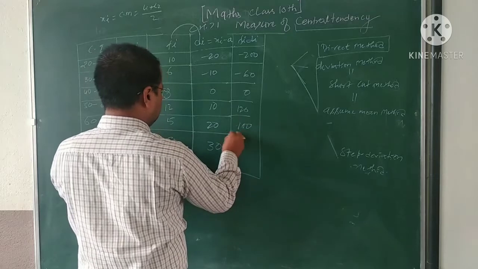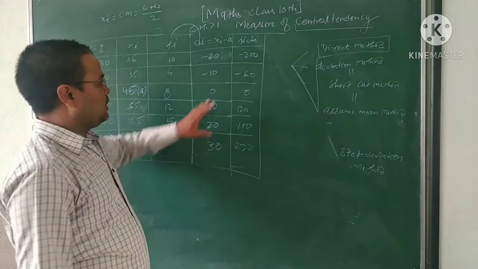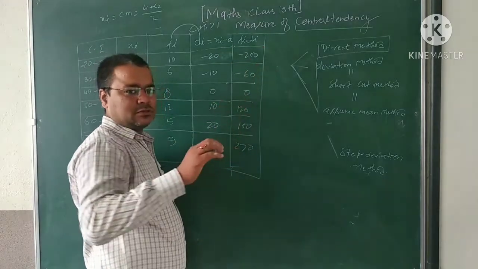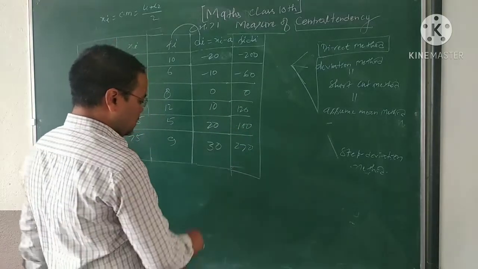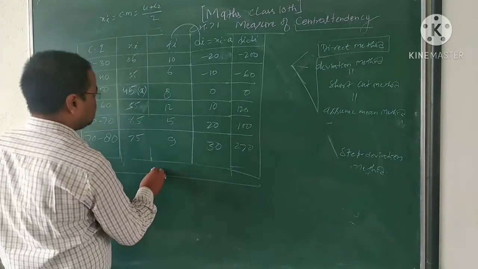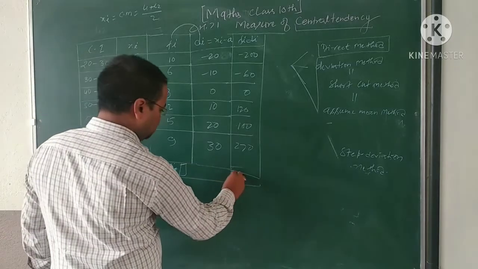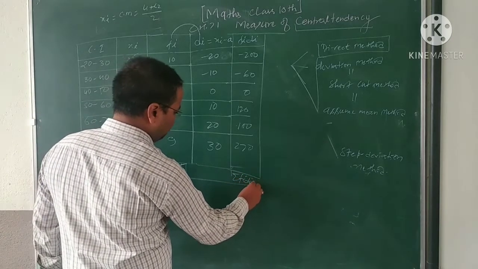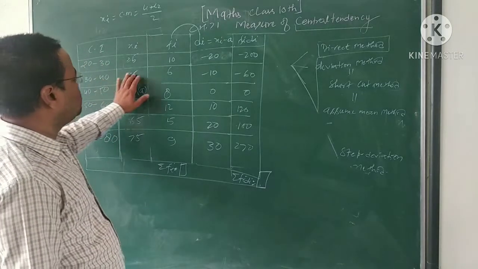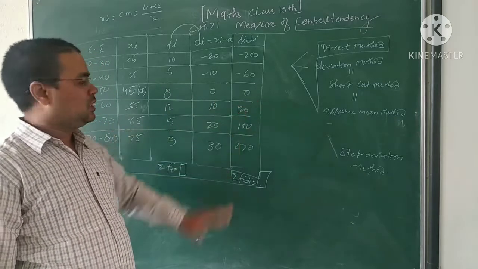Here it will be 100, and here it will be 27. Here it is minus 7. After that we use the negative sign backwards, negative, and here plus sign. And what do we do now? Again we find the total: sigma fi is equal to whatever we get, and sigma fi di we also get in this form. So how many columns are there? 1, 2, 3, 4, 5. Five columns are given. Get it?